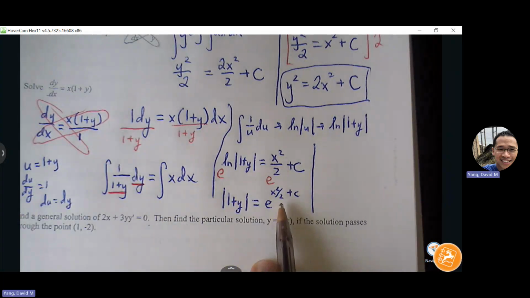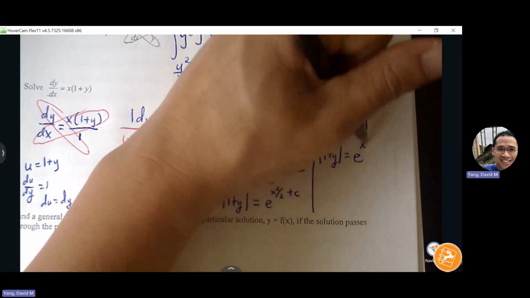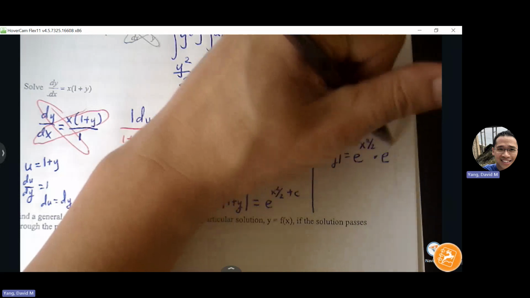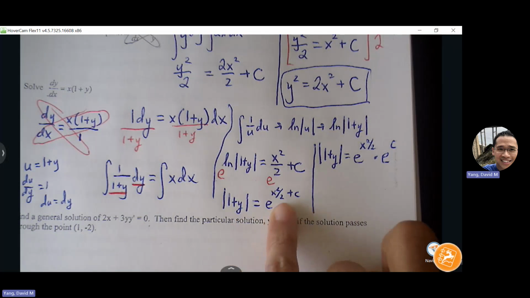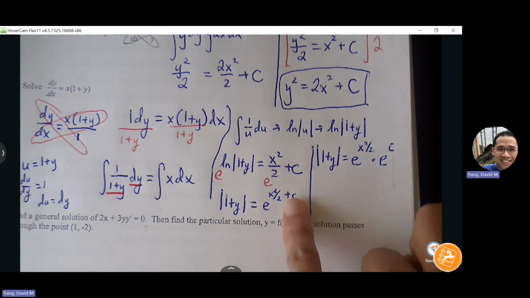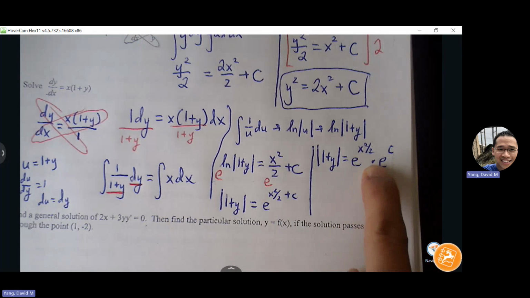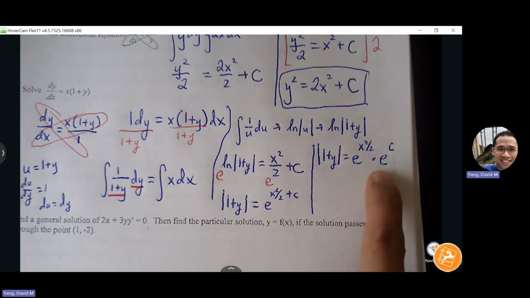Now we're going to use some exponent properties here, because if I have a base raised to the sum of exponents, I can break that into the product of bases. So absolute value of 1 plus y is equal to e to the x squared over 2 times e to the c. Do we all see how we use the properties here? If I have a to the m plus n, I can break that down into a to the m times a to the n. Notice that this plus doesn't turn into a plus down here. It turns into multiplication. If I multiply bases, I can add exponents. If I have the sum of exponents, I can break it down into the product of two bases.